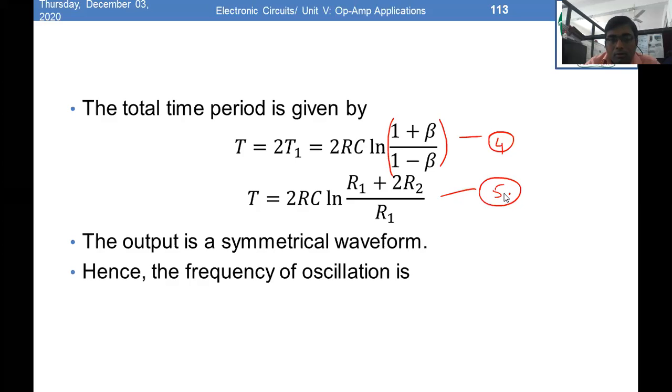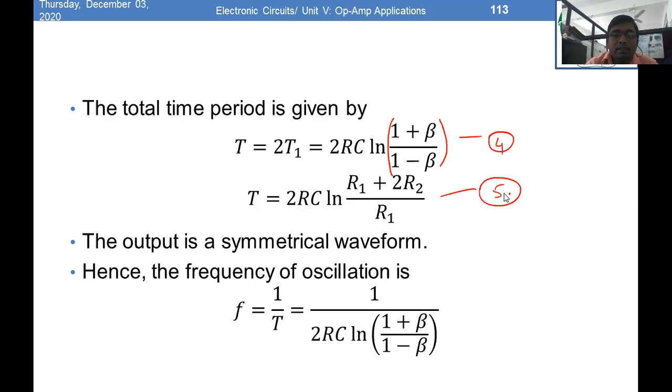hence we can also calculate the frequency, because the output is symmetrical. So you can find the frequency of this oscillation is f is equal to 1 upon T, that is 1 upon 2RC ln of (1 plus beta upon 1 minus beta). In this way, you can calculate the time period and the frequency of oscillation of this square waveform. So everyone note down equations 4, 5 and 6. That would be helpful for solving the numericals based on this topic.